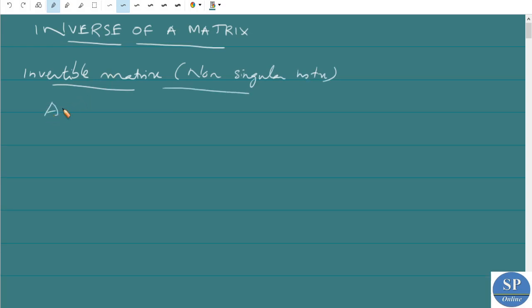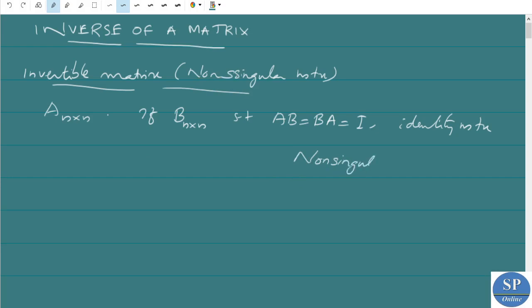Suppose A is an n by n matrix. Then if we can find another n by n matrix B such that AB is equal to BA is equal to I, where I is the identity matrix, then we can say that A is a non-singular matrix. One word, non-singular matrix.